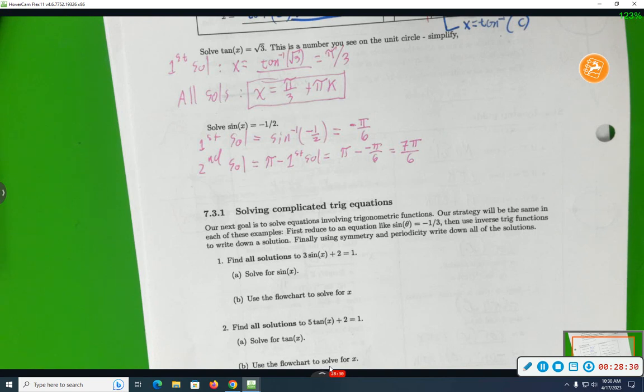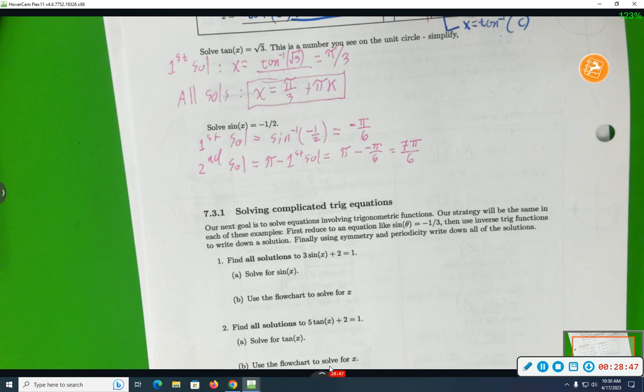Let's also look at the units. 7 pi over 6, does that give you a y value of negative 1/2? Awesome. Just a quick sanity check. It is definitely another solution. Now that we found two solutions, how do we get all of them?